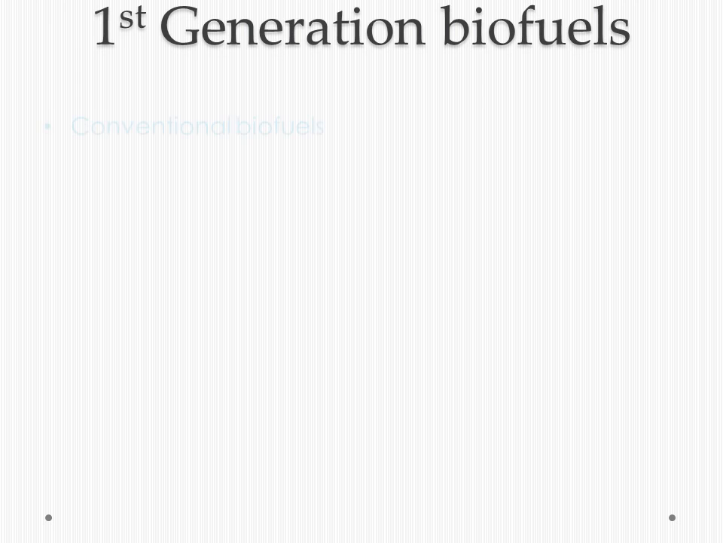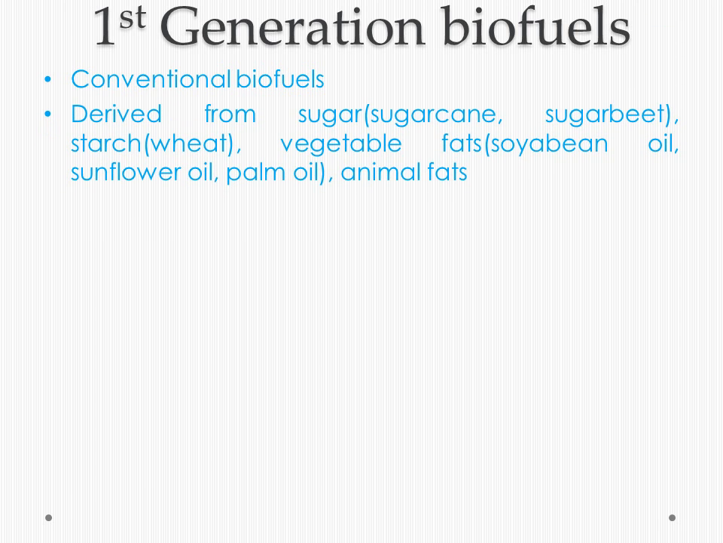First generation biofuels. These are also termed as conventional biofuels because these were the earliest biofuels which were generated, and these are formed from the edible crops, mainly the sugar crops like sugarcane, sugar beet, starch crops like wheat, vegetable fats like soybean oil, sunflower oil, palm oil, animal fats. These all are the raw materials or the biomass which are used for the generation of first generation biofuels. So we can also say that these biofuels are solely dependent upon food products.